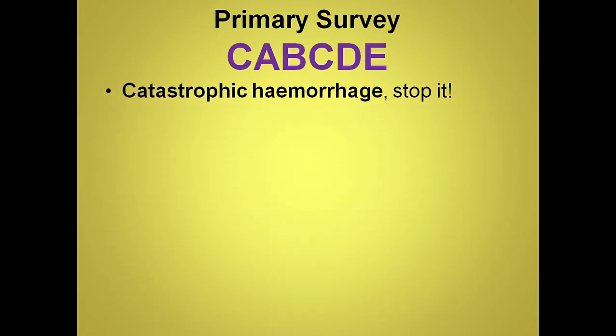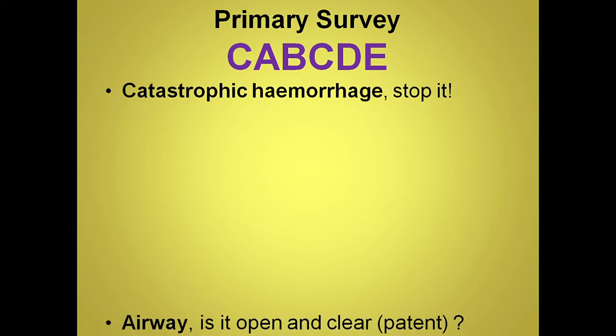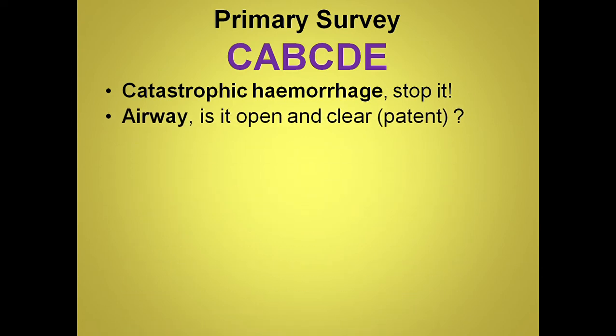So if there is a catastrophic hemorrhage, we need to stop it. That may be by putting direct pressure over the bleeding point, making sure you've examined to see exactly what you're dealing with. It may be indirect pressure while somebody else gets an arterial tourniquet proximal to the bleeding point and applies it on there correctly. If there's no catastrophic hemorrhage, then we can move on to the airway.